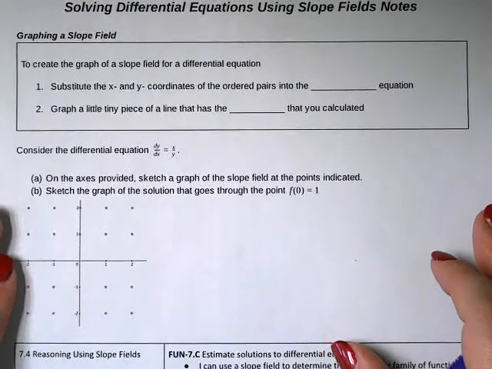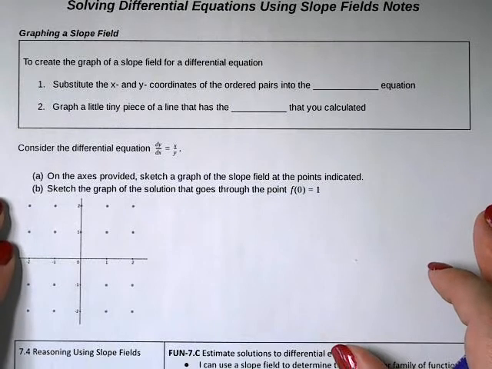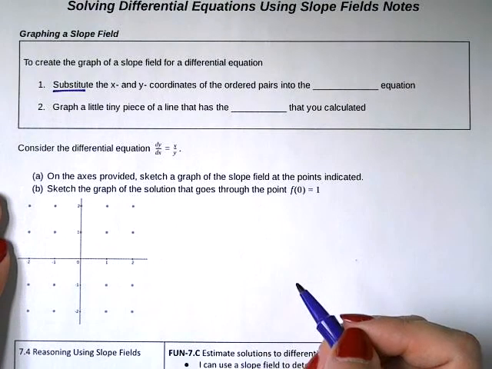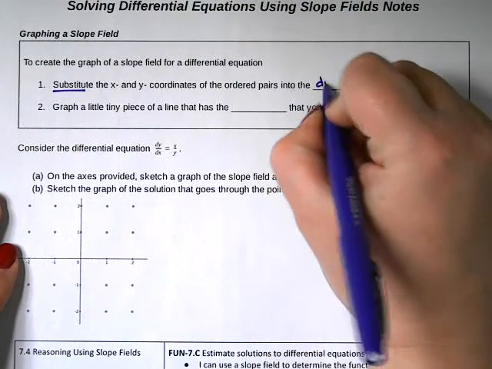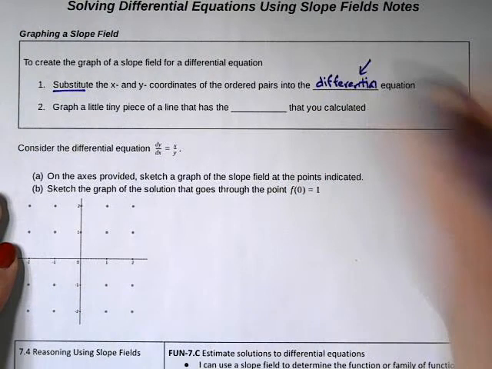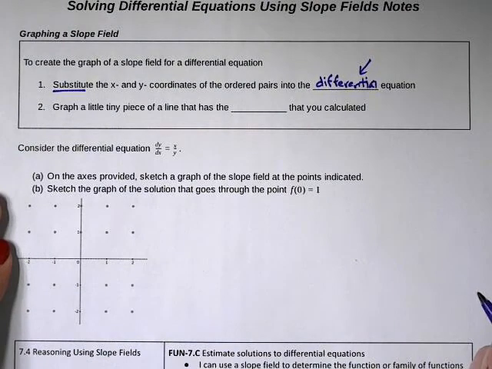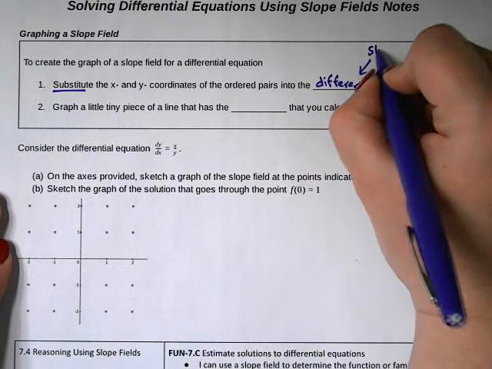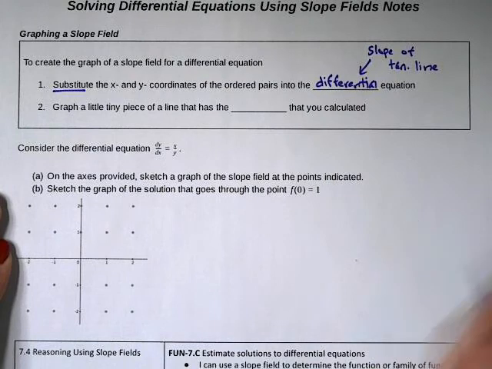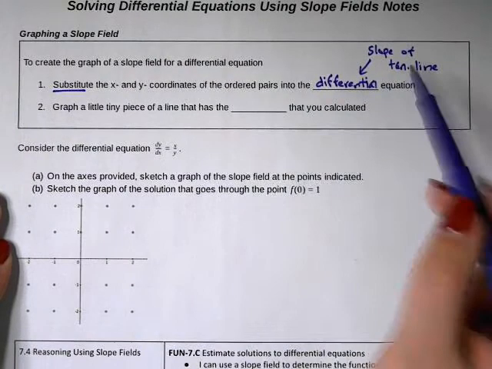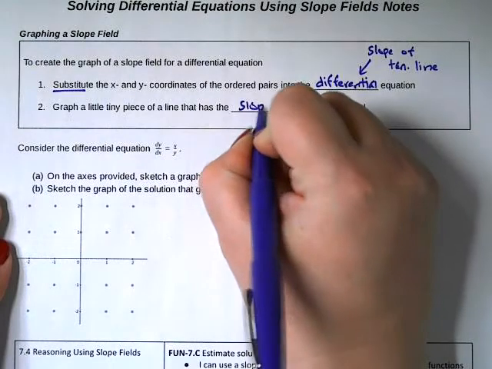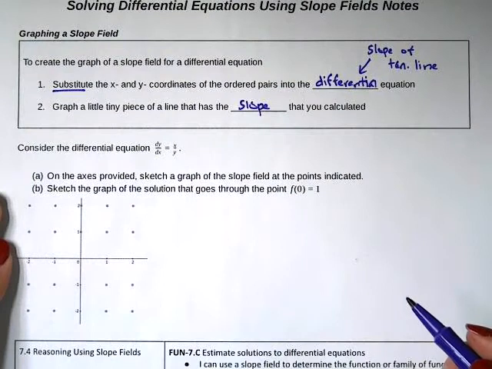So in order to do this, we have to first graph a slope field. To create the slope field for a differential equation, we're going to substitute x and y coordinates of the ordered pairs into the differential equation. The thing we have to keep in mind is that a differential equation tells us about the derivative of a function, which means it's telling us about the slope of the tangent line at that point. So once we have the slope of the tangent line, we're actually going to graph a tiny piece of a line that has the slope that we calculated. And as we do the example, it'll make sense as to what that means.